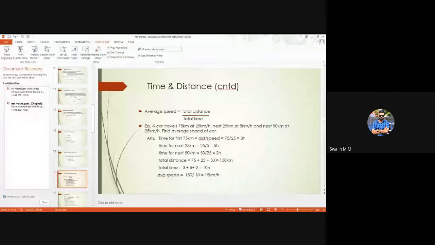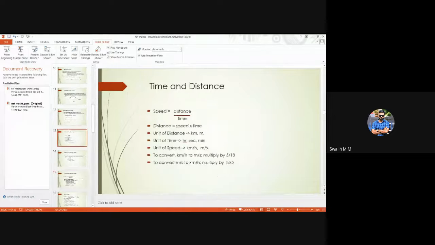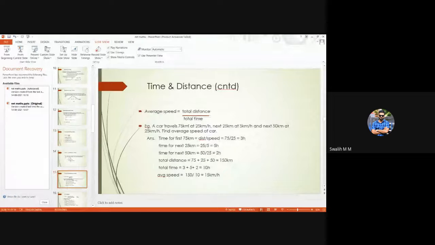Now you need to know the total time. The time is not given here. But what is given? Speed is given. If you put time here and speed here, time would be distance by speed. So the speed is here, and the distance is also there. So we can find time as well. Time is distance by speed.